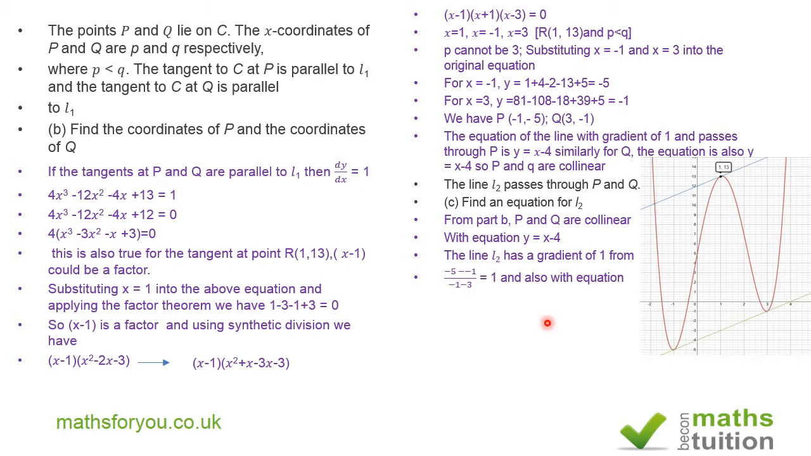Okay, so in effect, the line L sub 2 has the equation y is equal to x minus 4, and it's parallel to L sub 1, as you can see from our diagram on the right hand side. Okay, moving on. For part D, you show that L2 is tangent to C at Q.